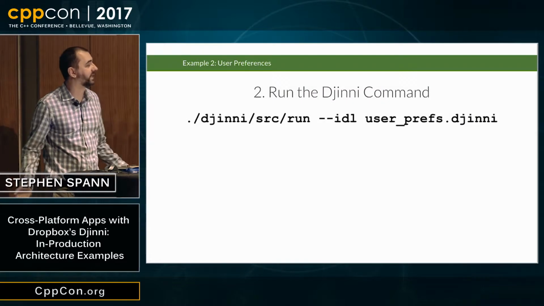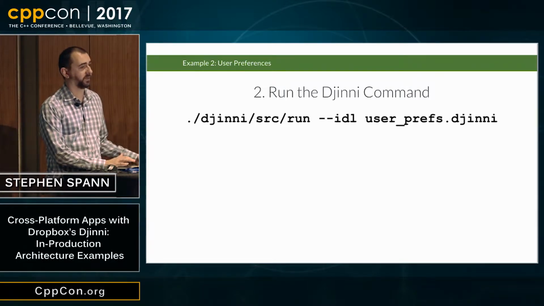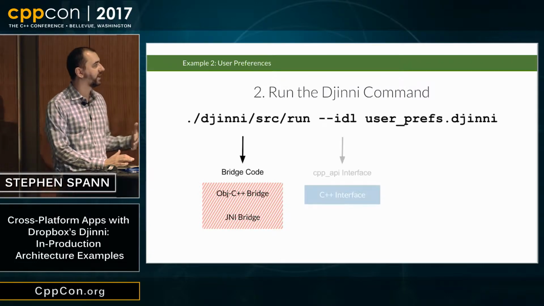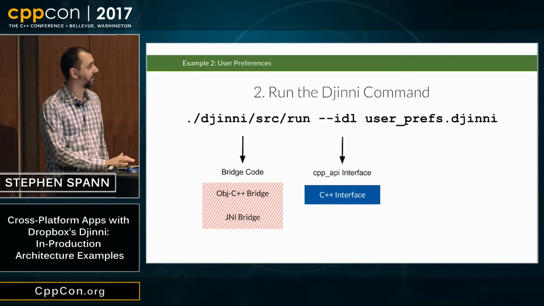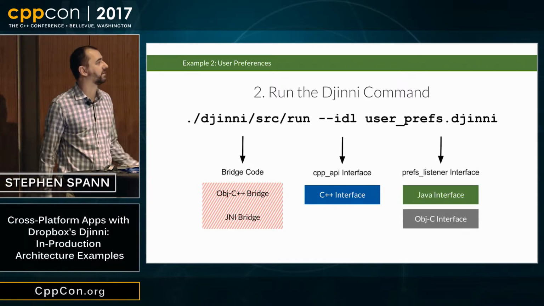So now we run our Djinni command again, the fun part. And what do we get? We get our bridge code, goes in a folder, never look at it. We get our API interface again for C++. And now we get a Java interface and an Objective-C interface for the preferences listener.